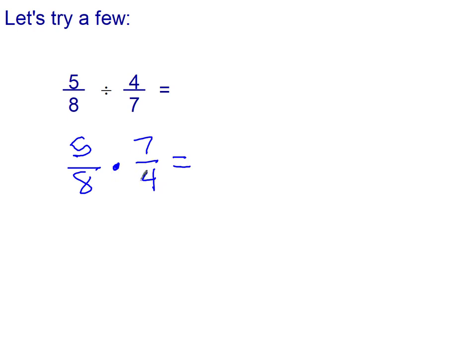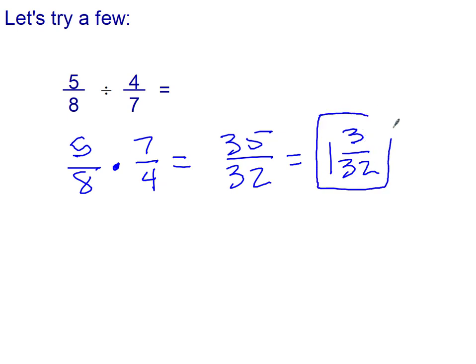To multiply fractions, you know you've got them. It's top times top and bottom times bottom, and then of course we simplify. So this one, we get 35 over 32. It's improper, so we simplify that with division. How many times does 32 go into 35? One time. How many is left over when I take that 32 out of the 35? 3 over 32. And that would be my final answer.